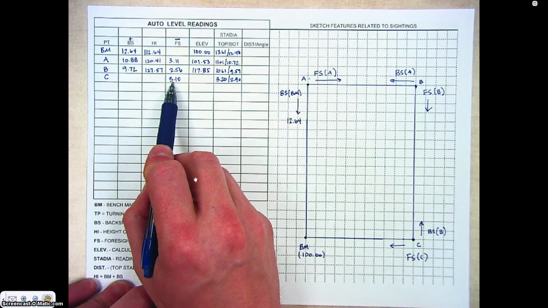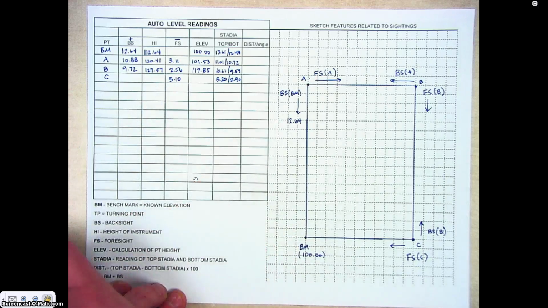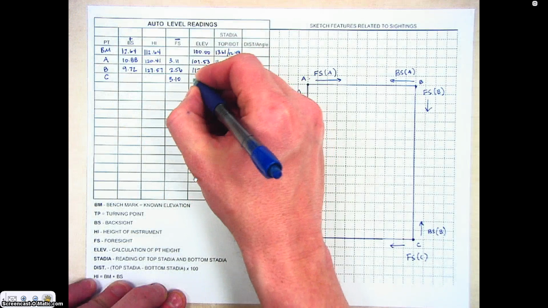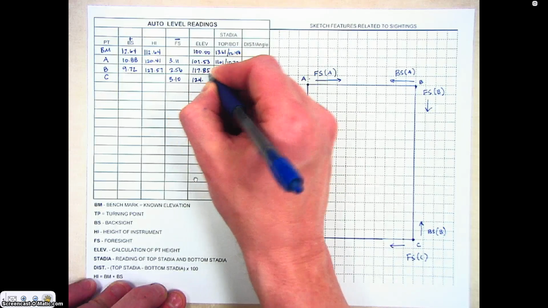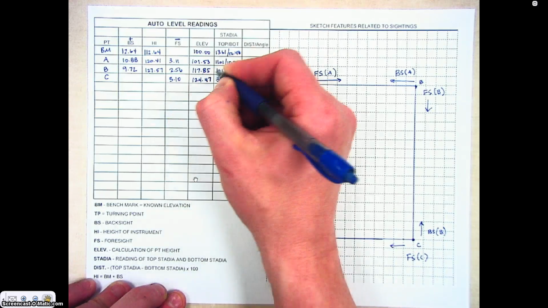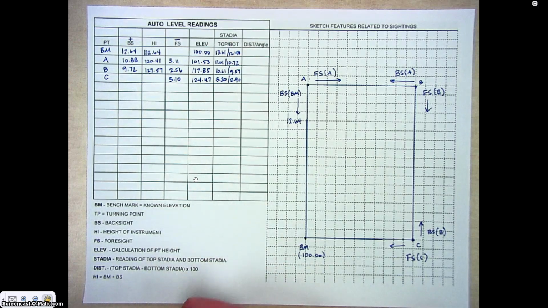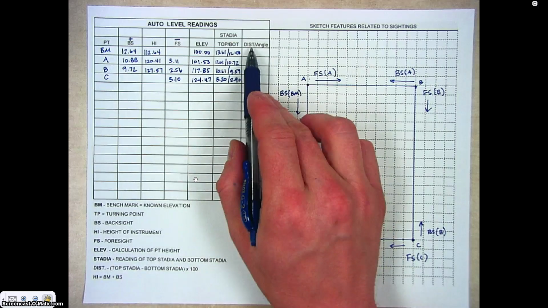And so to calculate that elevation now, we take our height of the instrument at point C, and then we subtract the foresight. And so 127.57 minus 3.1 gives us 124.47. And so that is the elevation. And so the next thing that you can do is you can go ahead and start calculating these distances.